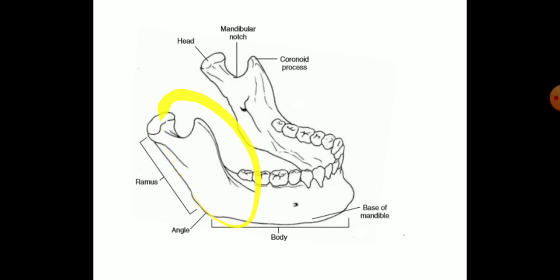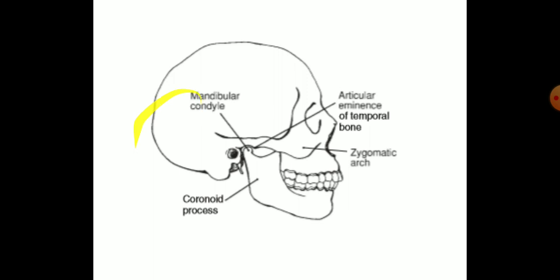And next, what are the parts of the mandible? The mandible has a body and rami. The point where the ramus and the body meet we call the angle, and in the rami we have an anterior projection called the coronoid process. Posterior to this coronoid process, we have the mandibular notch. The mandibular notch is anterior to the condyles and posterior to the coronoid process. And we have two condyles and a head of the mandible.